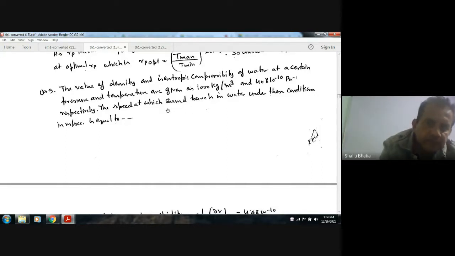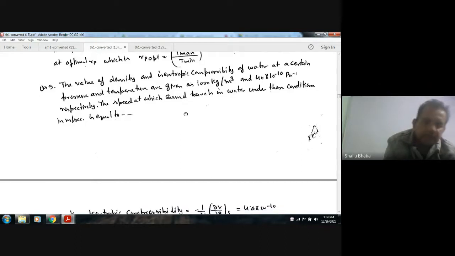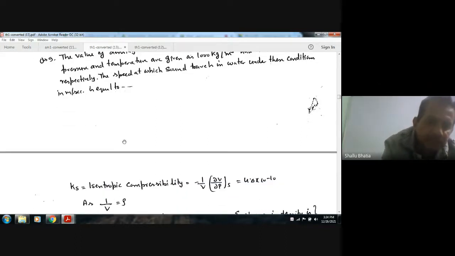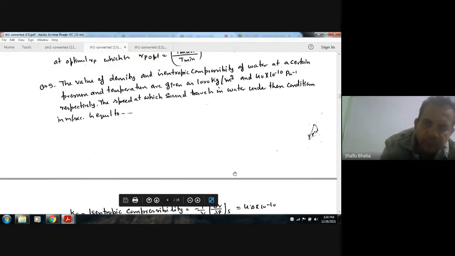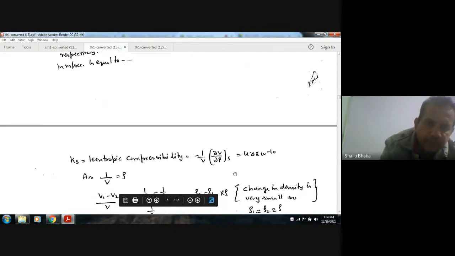Okay, density and isentropic compressibility. This is density, this is isentropic compressibility. The speed at which sound travels in water under these conditions is in meters per second. The isentropic compressibility is given by minus 1 by V, ∂V by ∂P at constant entropy, and its value is given as 4 × 10^-10 per Pascal.